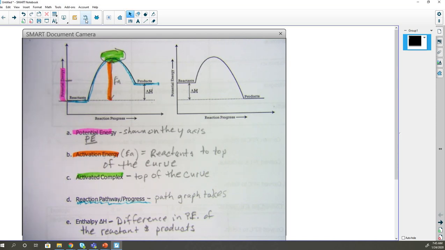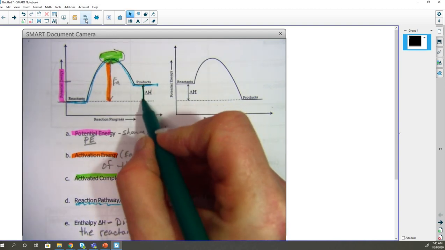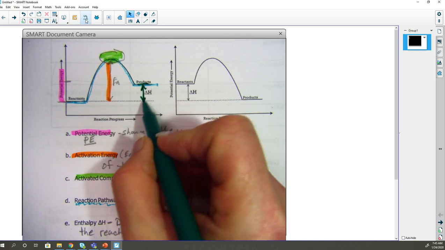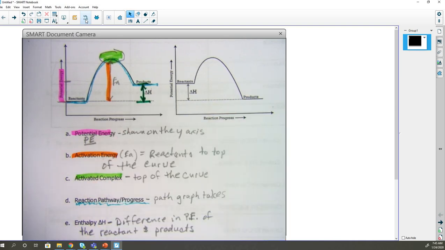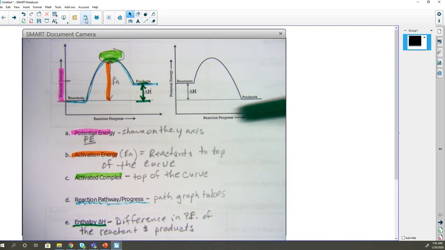So here we're going to another color. That's the distance between here and here, products and reactants. That's my delta H. Okay? Now, I want you to take your colors and show me what's happening on this graph. Just like we did on this graph, I want you to do it on the graph on the right.